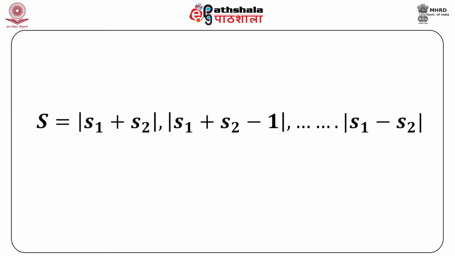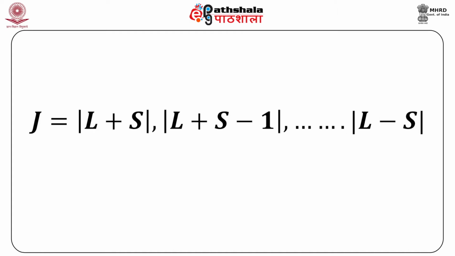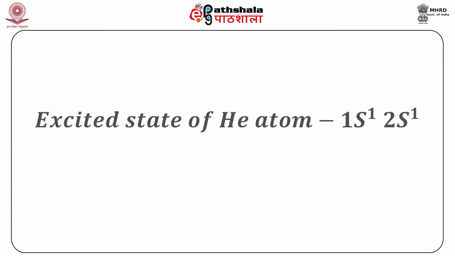Similarly, the total spin angular momentum is also given as capital S is equal to |s1 plus s2|, keep on subtracting 1 until you reach |s1 minus s2|, and the total angular momentum is the vector sum of the total orbital and spin angular momenta. So, its possible quantum numbers are similarly given as J is equal to L plus S, capital, up till L minus S. Now, we will apply these rules to the 1s1, 2s1 excited state of helium, which you know has two electrons.